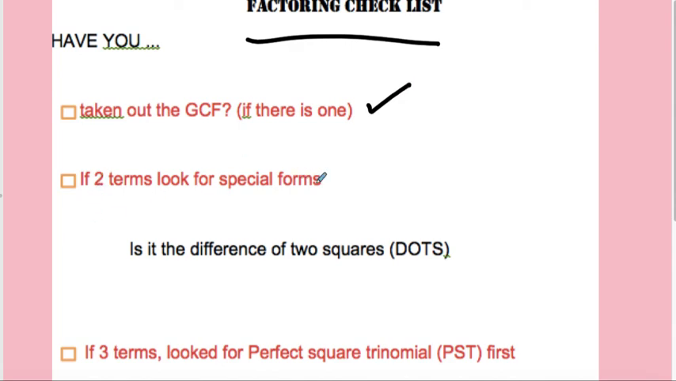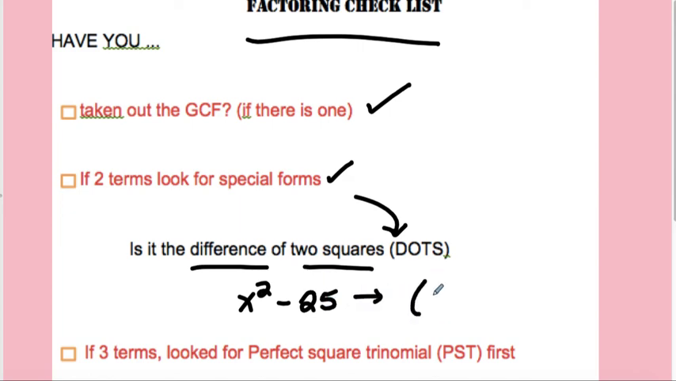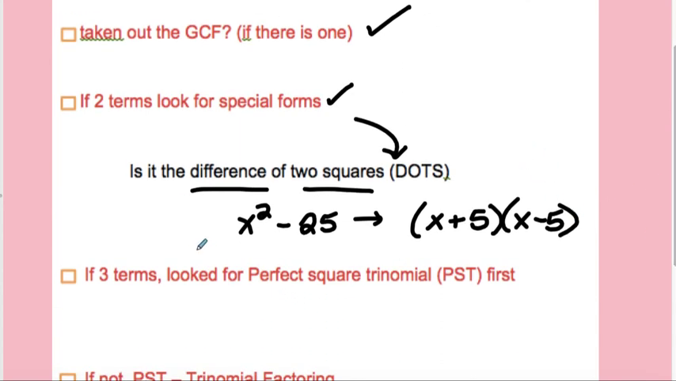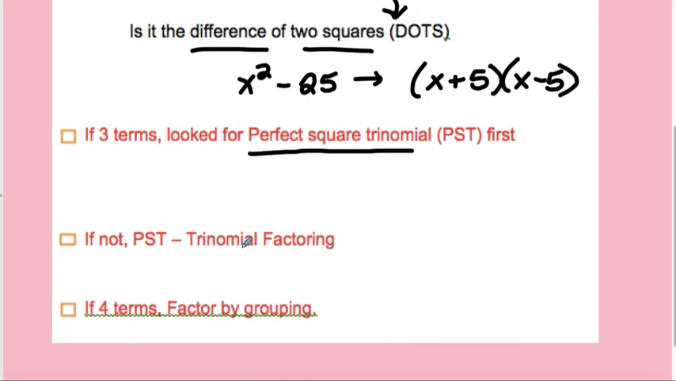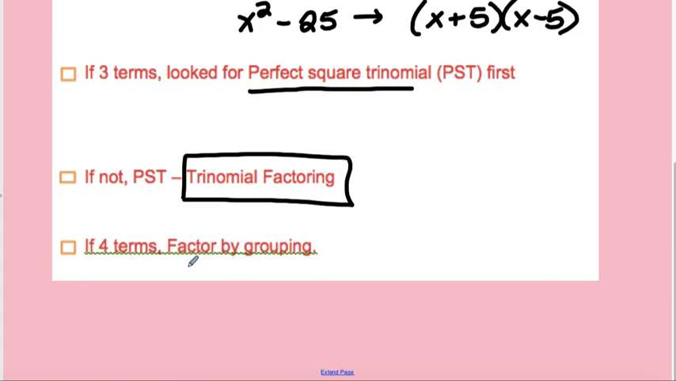If it's 2 terms, you look for the special form. You look for DOTS, the difference of 2 squares, like x squared minus 25, because that will factor to x plus 5, x minus 5. Remember, difference means they're different. If it's 3 terms, before you go to trinomial factoring, you look for PSTs, perfect square trinomials. If it's not a PST, you've got trinomial factoring. And if it's 4 terms, you're going to factor by grouping. All of these things we're going to have to be good at, because today in class, when you come in, we're going to practice a little bit of each, and then we're going to move on to solving quadratic equations by using these techniques, okay?